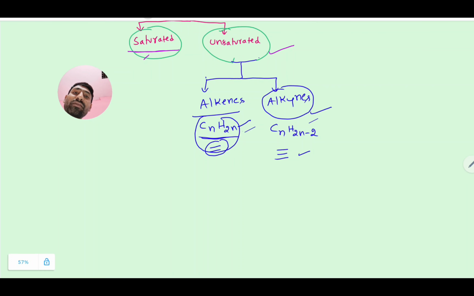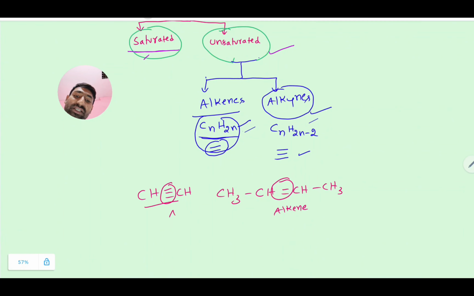For example, if you see a compound like CH3-CH=CH-CH3, there is a double bond, so this one is considered an alkene. For example, CH≡CH has a triple bond, so this one is considered an alkyne. Like this, we can identify whether an unsaturated hydrocarbon is an alkene or alkyne.